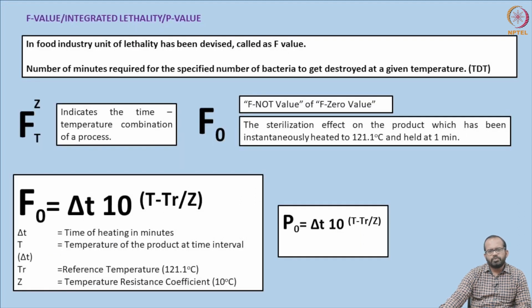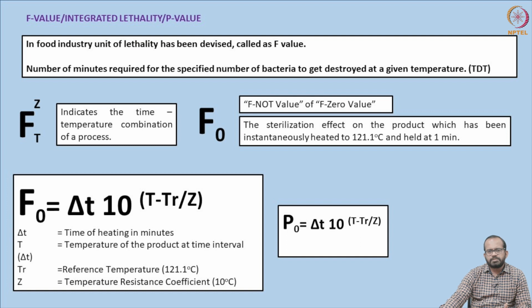Another value that we need to discuss is the F value, or integrated lethality. In the food industry, a unit of lethality has been devised, called the F value. The F value can be defined as the number of minutes required for a specified number of bacteria to be destroyed at a given temperature, which is almost TDT. So it is basically an integrated D value.